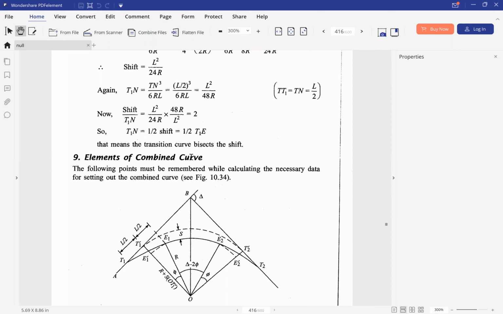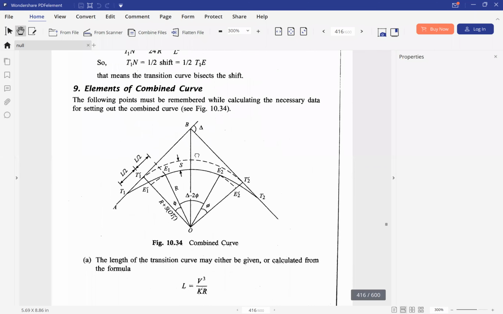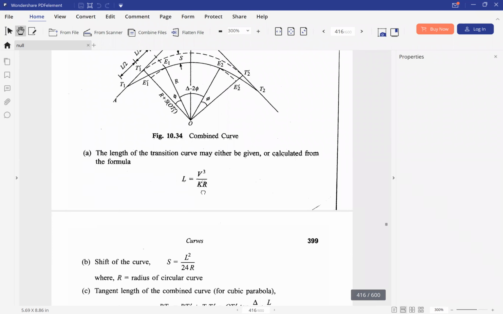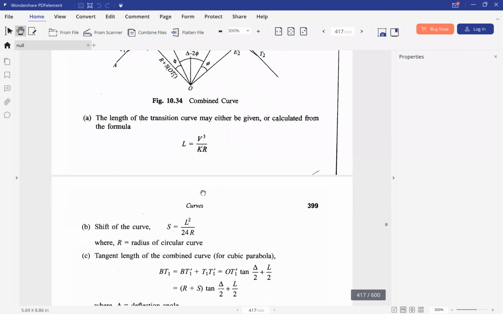These are the elements of the combined curve. We have already discussed this, and now we will solve a numerical. This is basically a flow chart of the steps that you need to follow if you want to calculate the required data of the transition curve.